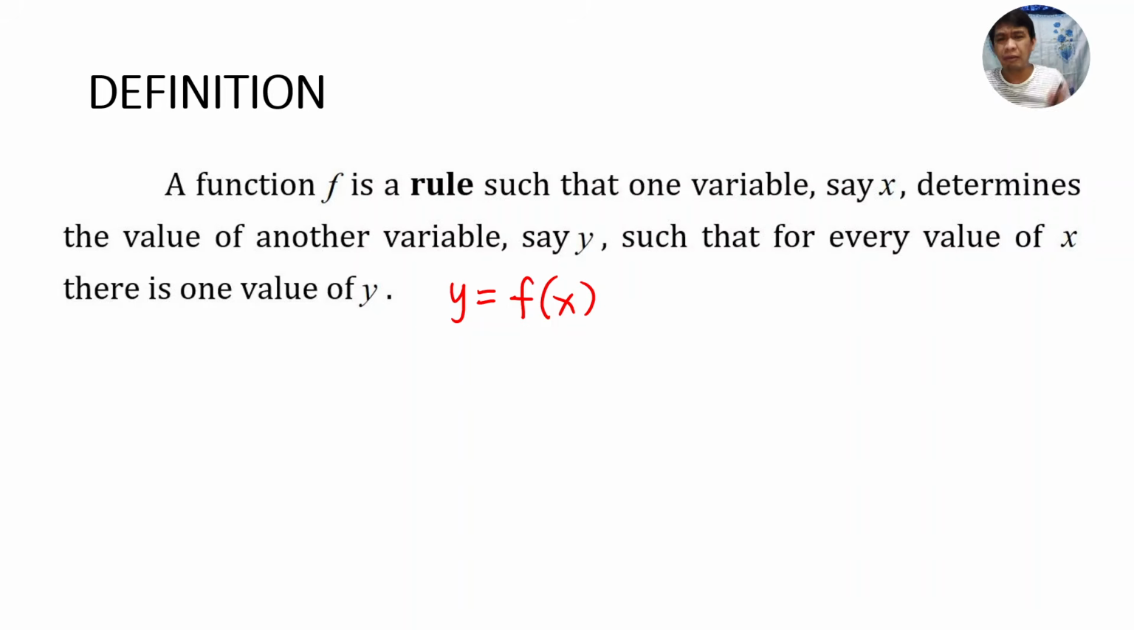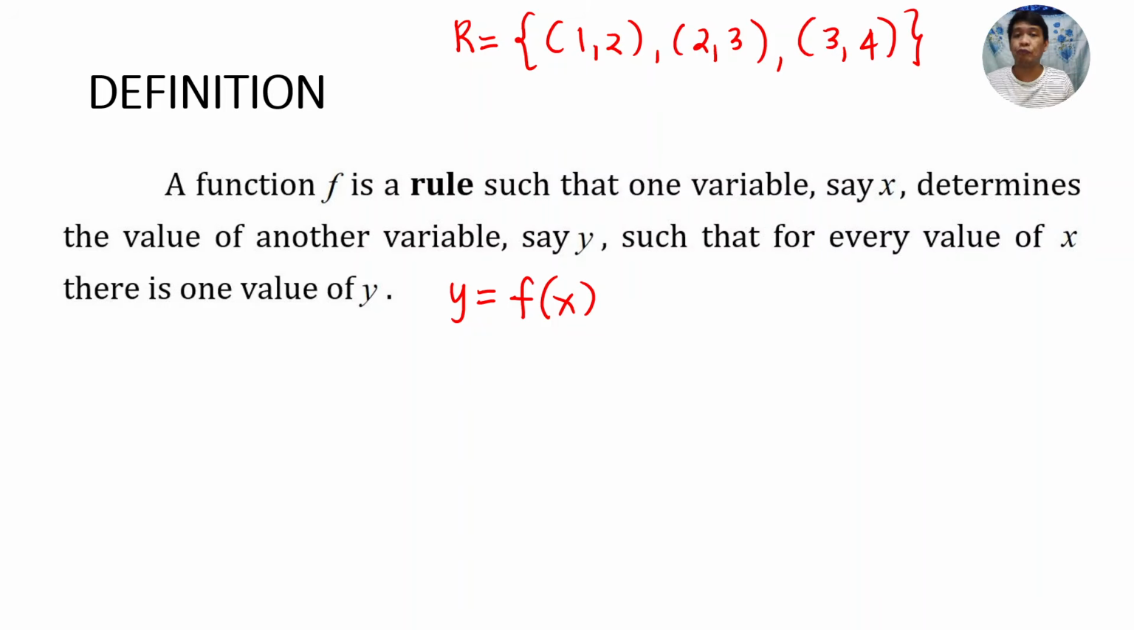Sa madaling sabi, ano nga ba itong sinasabi nitong formal definition na to? So, ang function ay actually relation. So, ano ulit yung relation? So, ang relation is a set of ordered pairs. So, if I have here, say, (1, 2), (2, 3), and (3, 4) as a set of ordered pairs. So, ang sabi kasi dito, ito lang titingnan natin, that such that for every value of x, there is one value of y. So, meaning, no first elements are the same.